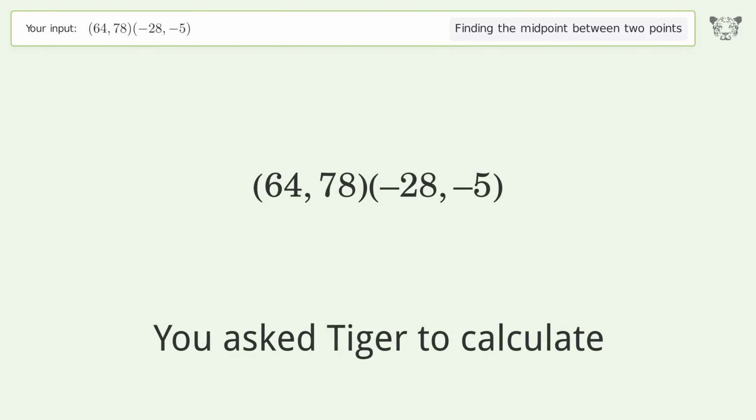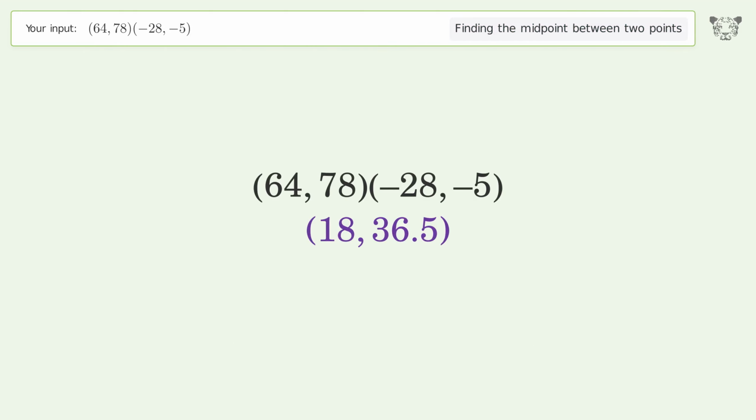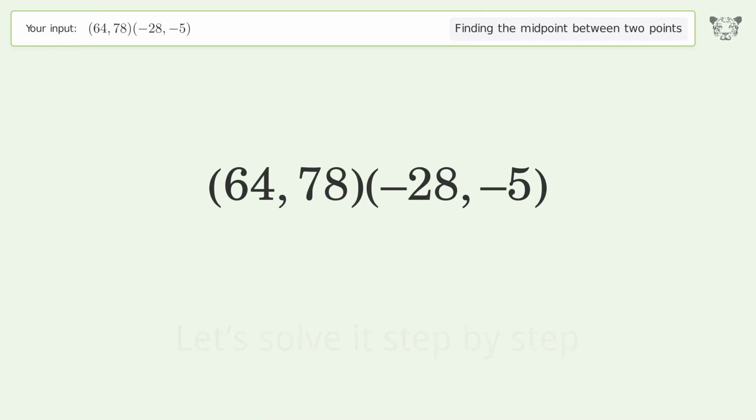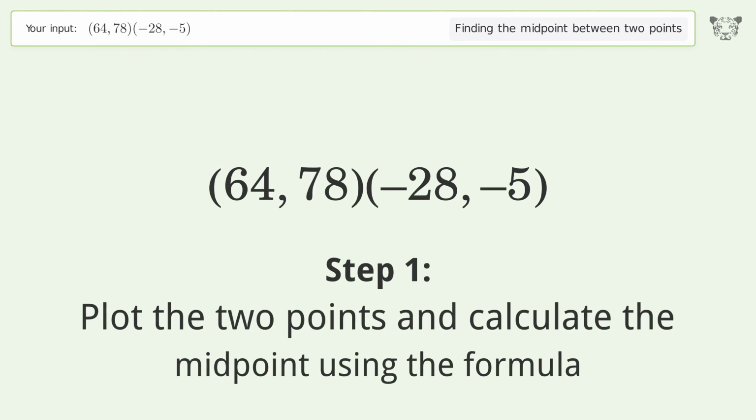You ask Tiger to calculate. This deals with finding the midpoint between 2 points. The midpoint between the 2 points is 1836.5. Let's solve it step by step. Plot the 2 points and calculate the midpoint using the formula.